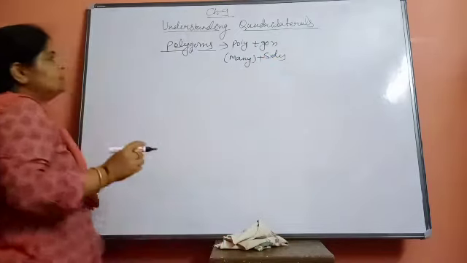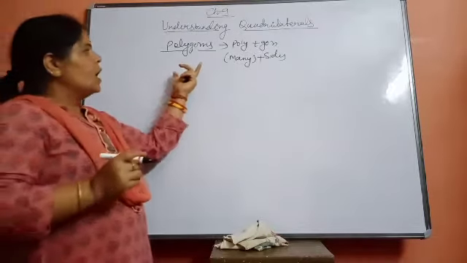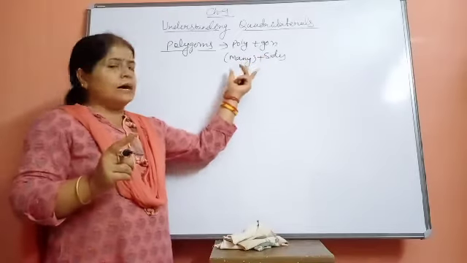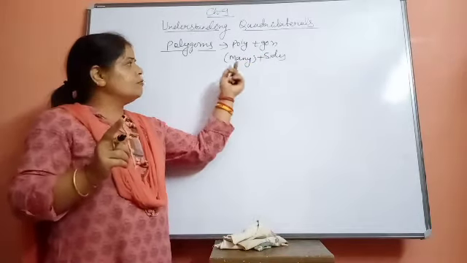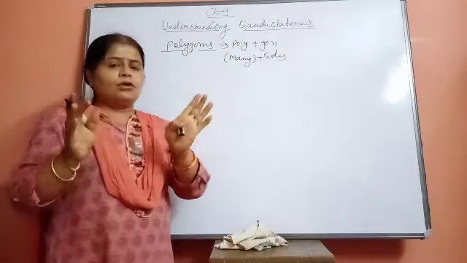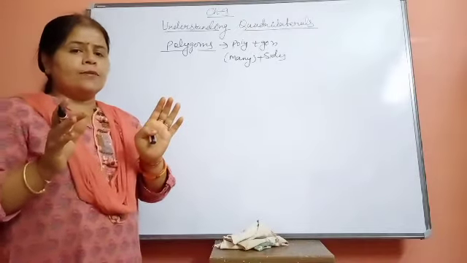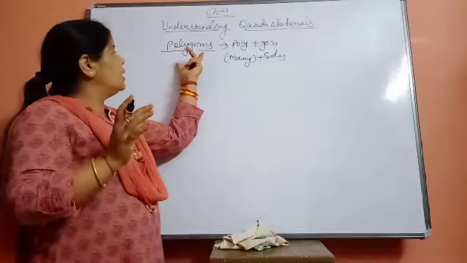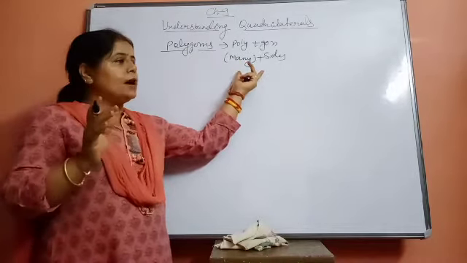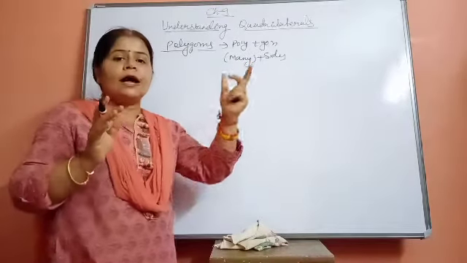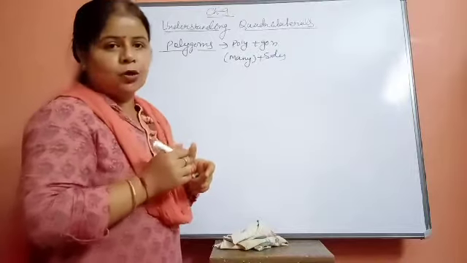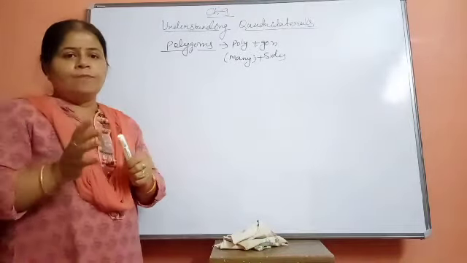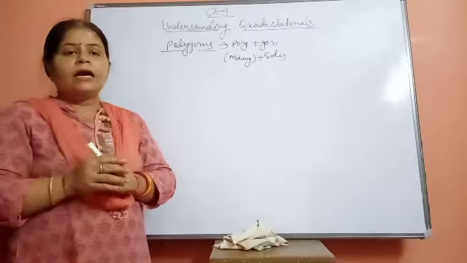Then what definition comes for the polygon? A closed figure made by finite number of sides is known as a polygon. Finite means which can be counted.